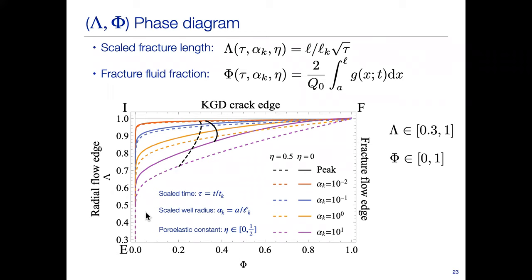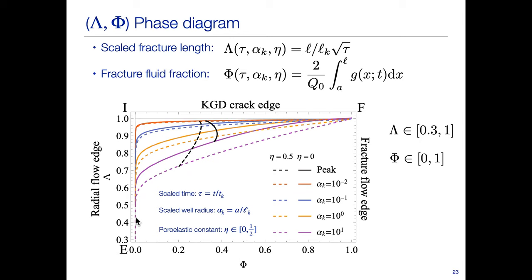So let me just say a few more things about this diagram. The first one is that we have different colors that correspond to different values of the wellbore radius. And the dashed line and the continuous line correspond to either eta equal to zero, so you have no poroelasticity like in the first bare-bones model, or you have the poroelasticity at the maximum level when eta is equal to 1.5. Okay, so what you can see here is that the solution starts here.